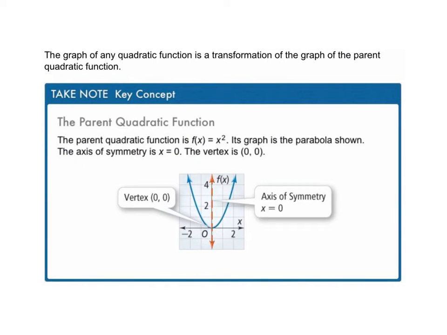A lot of times throughout this chapter, we're going to be asked to compare things to the parent function. The parent function of a quadratic is f of x equals x squared. That is the most basic equation we could write and get this U-shaped parabola. Notice how this has a lowest point here. That's called the vertex. That's where the graph changes directions. That's the very lowest point on this graph, and it's at (0, 0). The axis of symmetry is right over top at x equals 0, basically right on top of the y-axis.